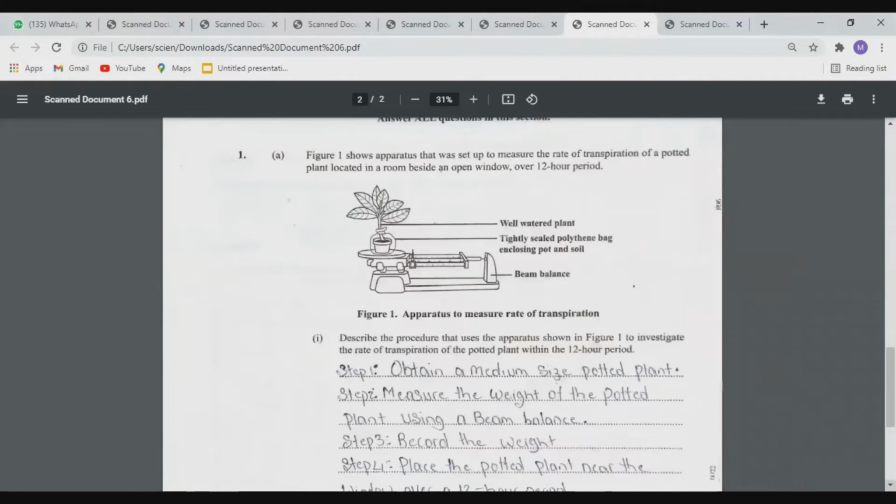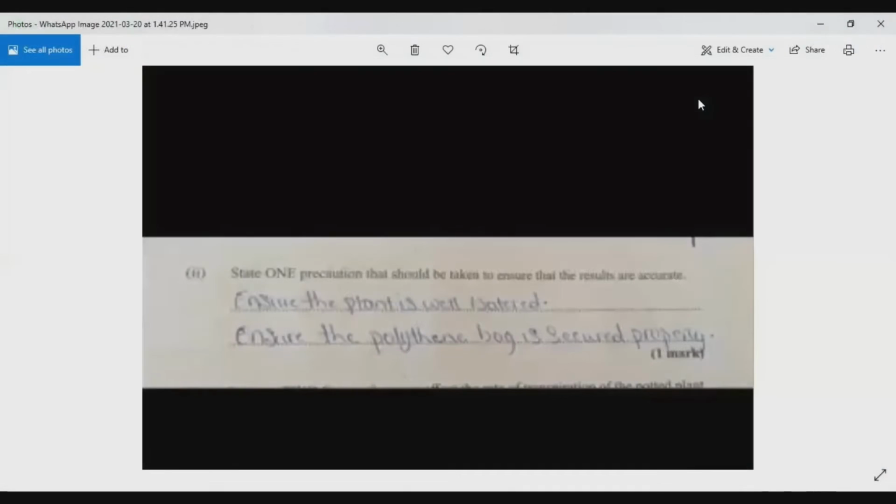So the next part of the question now. Question 2. State 1 precaution that should be taken to ensure that the results are accurate. So I have 2 precautions, so you can use any of them. Ensure the plant is well watered and ensure the polythene bag is secured properly.